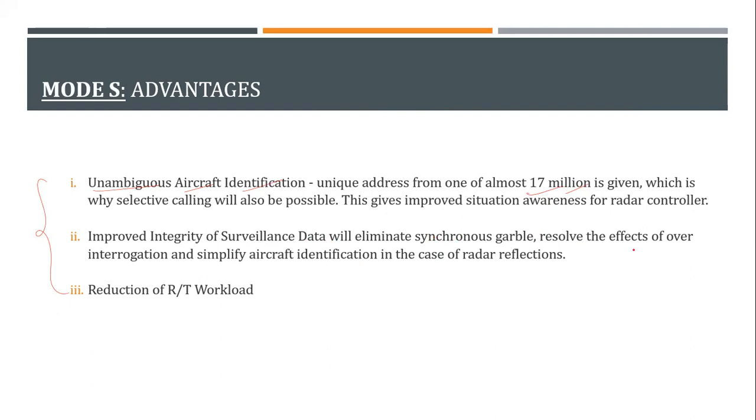Why? Because it resolves the effects of over-interrogation, simply aircraft identification in the case of radar. So when we have a distinguished aircraft in the air, we clearly know that nothing like fruiting or garbling can happen. Finally, we have reduction in workload. So all in all, this is the summary of Mode S.